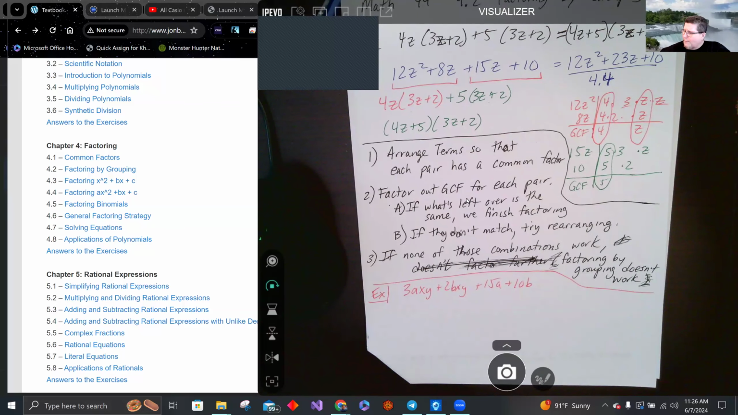Second set, I see I got 3 times 5a and 2 times 5a. Oops. That's not an a, that's a b here. So the only factor there is the 5. And I'm left with 3a and 2b.